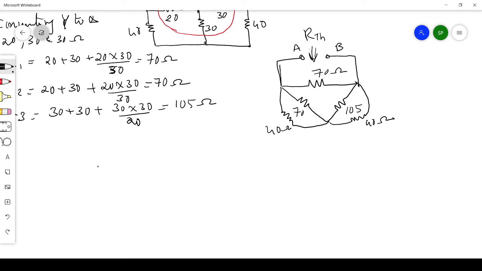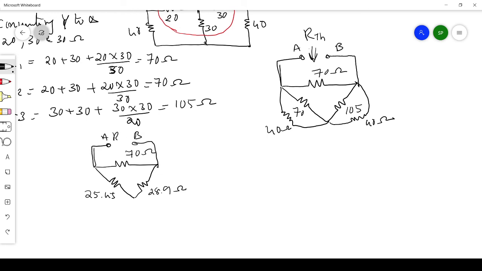So 70 will be there, we will keep it like that, 70 ohm. Then those parallel resistances' equivalents we can find. 70 and 40 in parallel, you will be getting 25.45. Here 105 and 40 will give 28.9 ohms. Then here we have the open terminals A, B. Here you will be getting RTH inside.